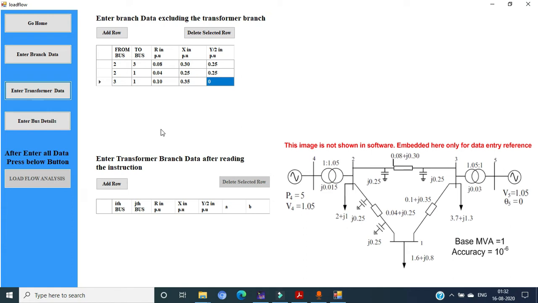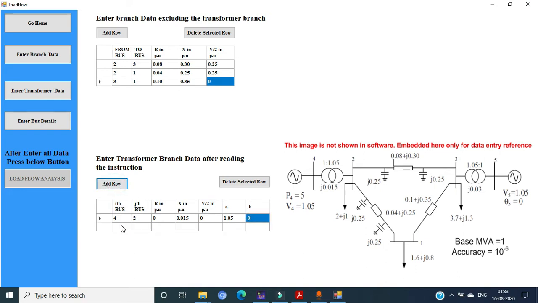So enter transformer data, add row. The ith bus is 4 as shown in this figure. The jth bus is the point connected to the 1.05 turns ratio, that is 2, and R is 0 here, and per unit reactance of the transformer is 0.015, and Y by 2 is 0, A is 1.05 and B is 0.